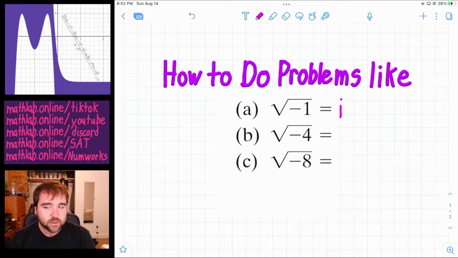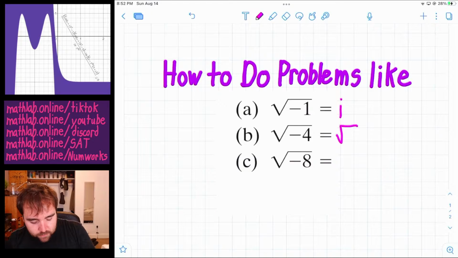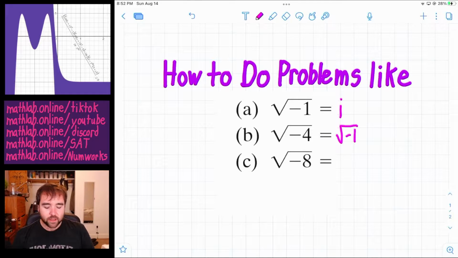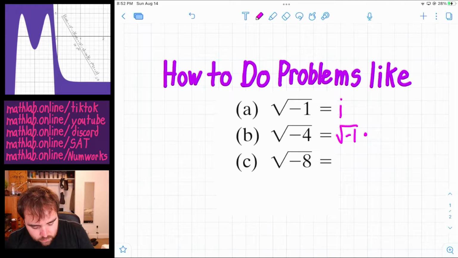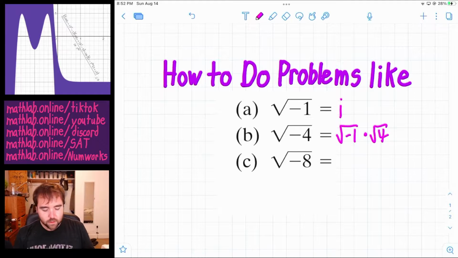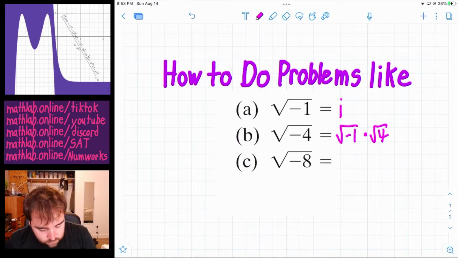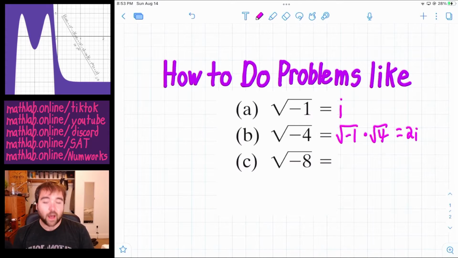Well, remember the property of square roots. This is kind of how i works every time. You don't have to always write it out, but it is what's happening every time. If we do the square root of negative 4, well, that's the square root of negative 1 times the square root of 4. And what's the square root of negative 1? That's i. What's the square root of 4? That's 2. So this is 2i.